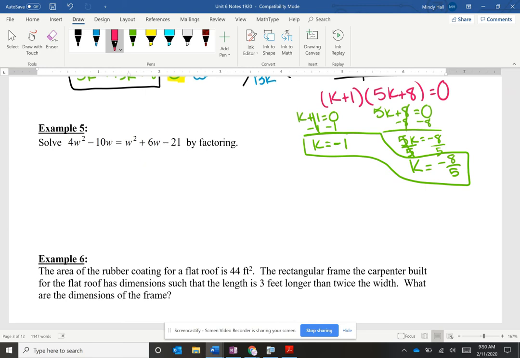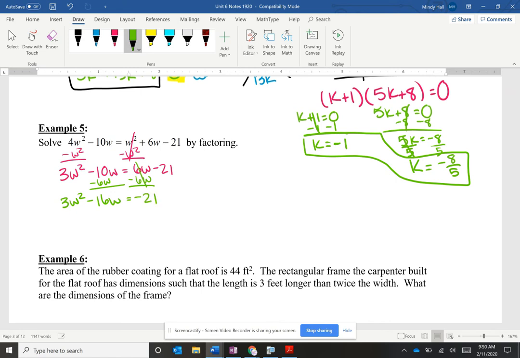So, with that, we're going to subtract the w squared, and that would give us 3w squared minus 10w equals 6w minus 21. And so then we're still combining, so we'll subtract the 6w, one thing at a time. Some of you I know can handle more than one thing, and if that's you, that's totally fine. But that leaves us with 3w squared minus 16w equals negative 21, and then we add the 21, which gives us 3w squared minus 16w plus 21.